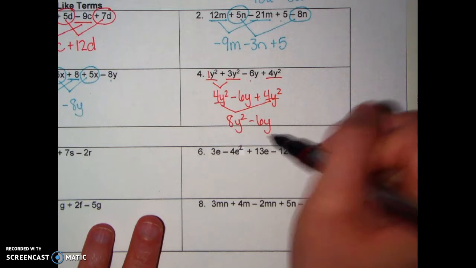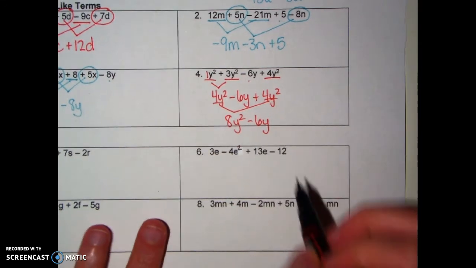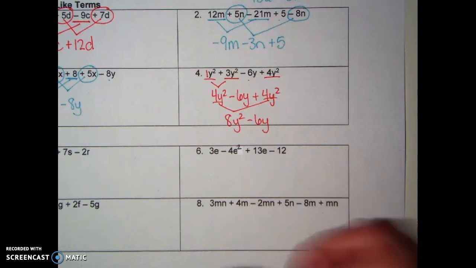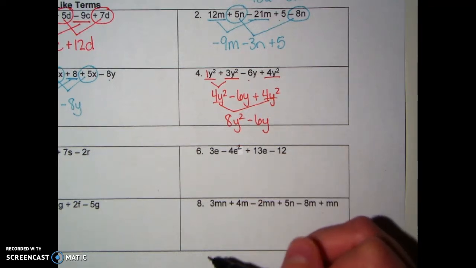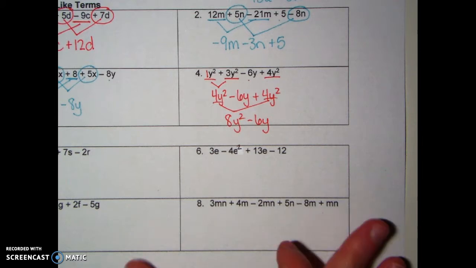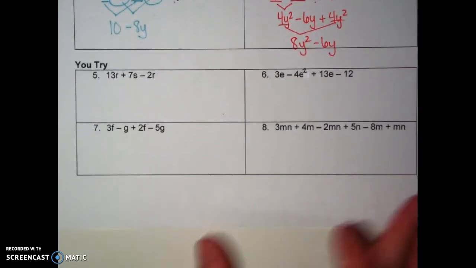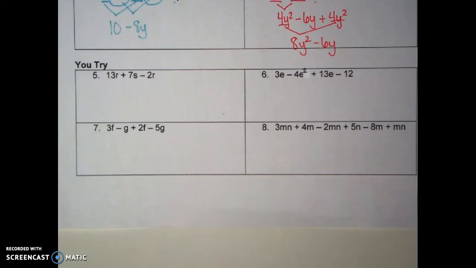And remember, I am done. Those are not like terms. I cannot combine them. So this is the final answer. It is not 2y or 2y squared. So that is the final answer. Okay, at this time, I would like you to pause this and try these last 8 on your own. And when you are ready, hit play, and you can come back and check your answers.